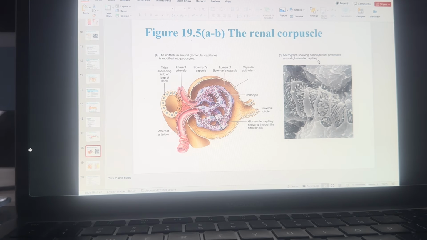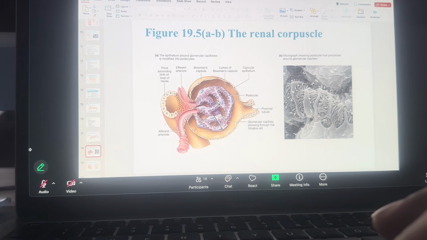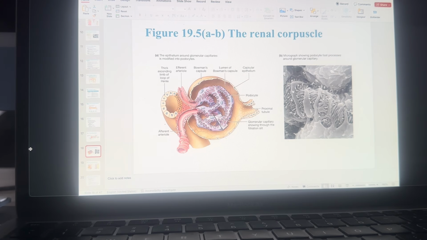So we have these podocytes that are wrapping around the glomerulus, those arteries. The afferent arteries are coming into that Bowman's capsule, and they're screening and filtering the blood, right? They're filtering the plasma and moving it into this capsule, okay? That then flows into the proximal tubule.